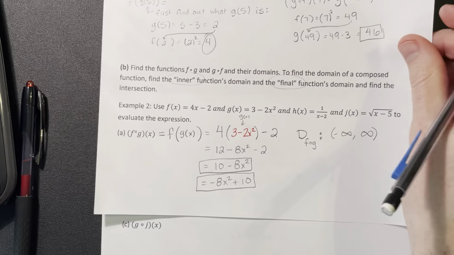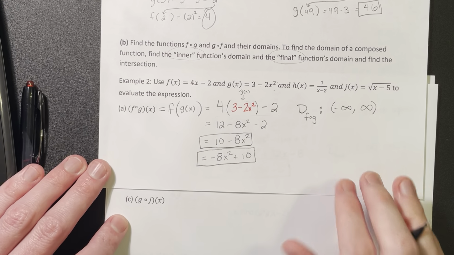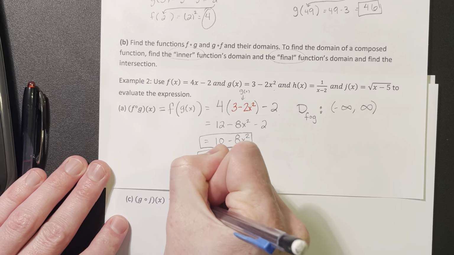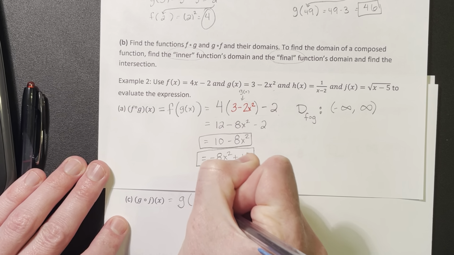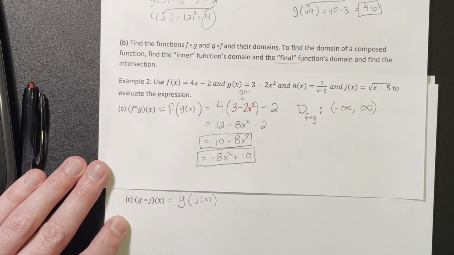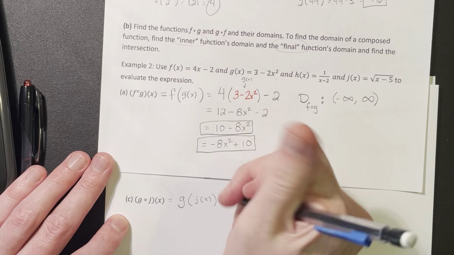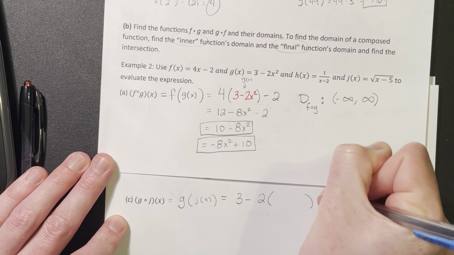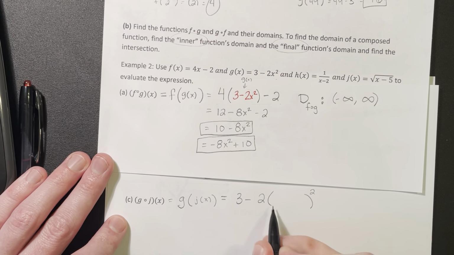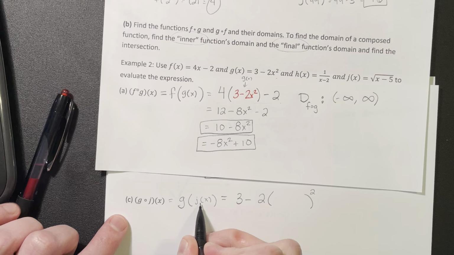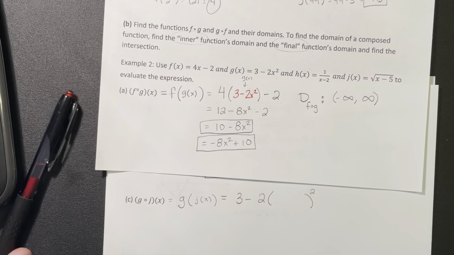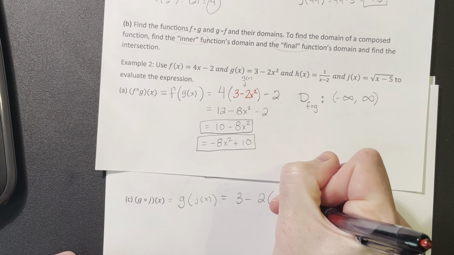All right, now g of j. G of j would mean that I'm starting with the g function and putting the j of x function inside of it. The g function was 3 minus 2x squared, but that x is being replaced. And we're going to replace it with the j function. So the j function is the square root of x minus 5. So let's put that in there.